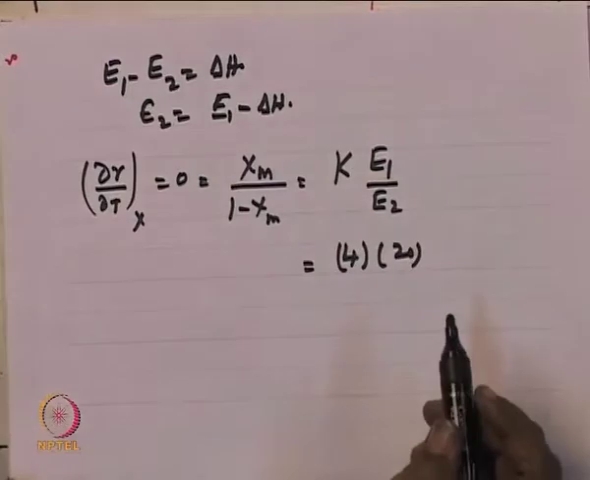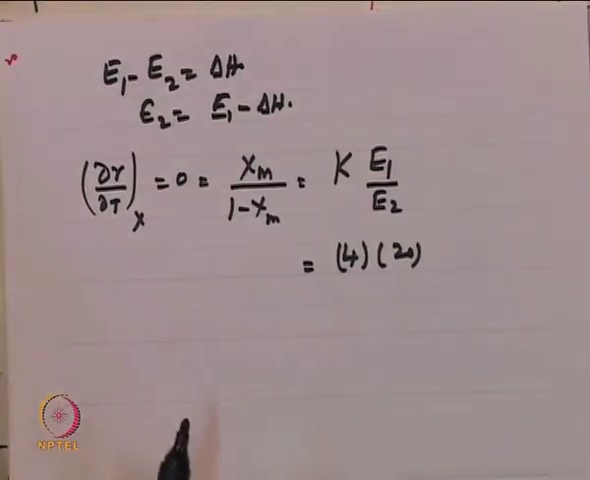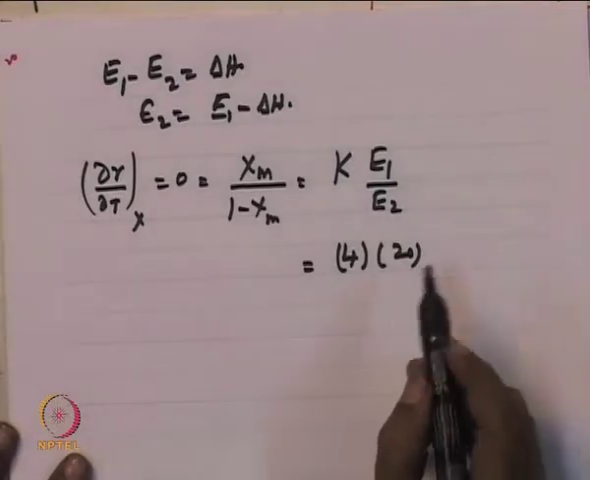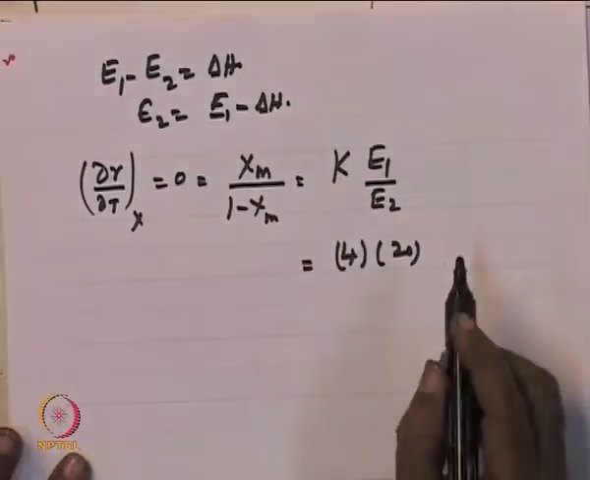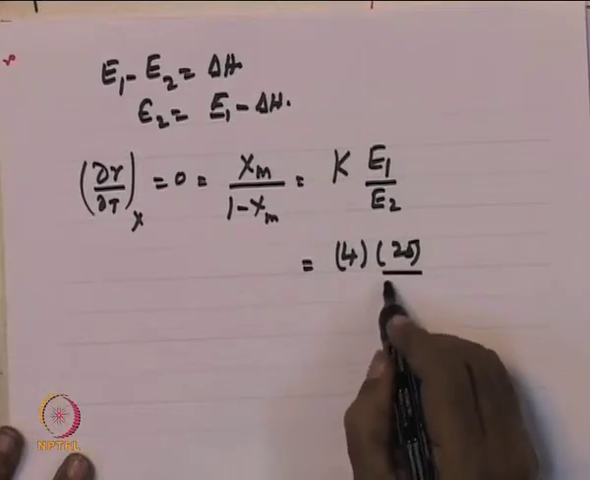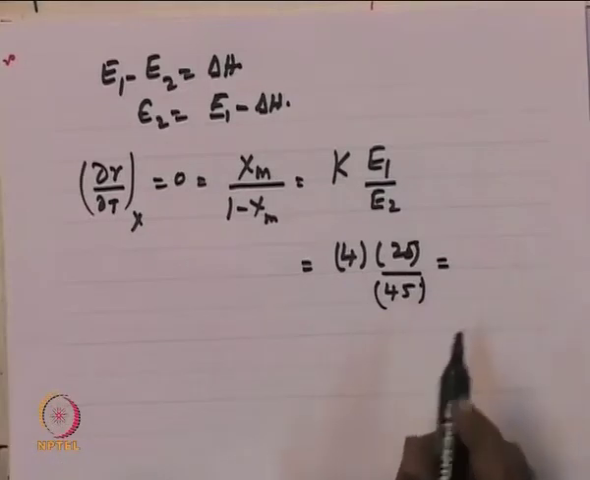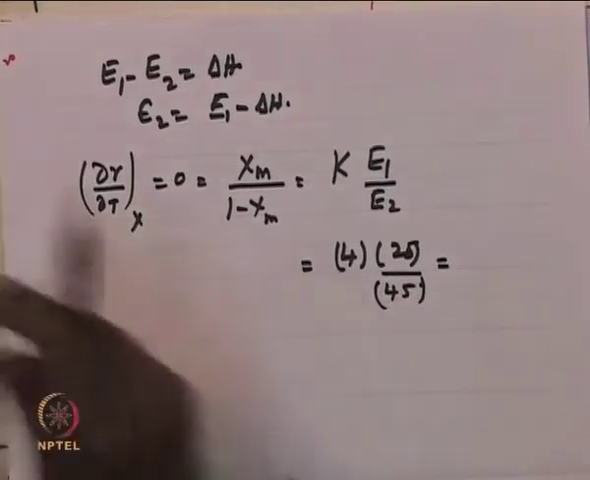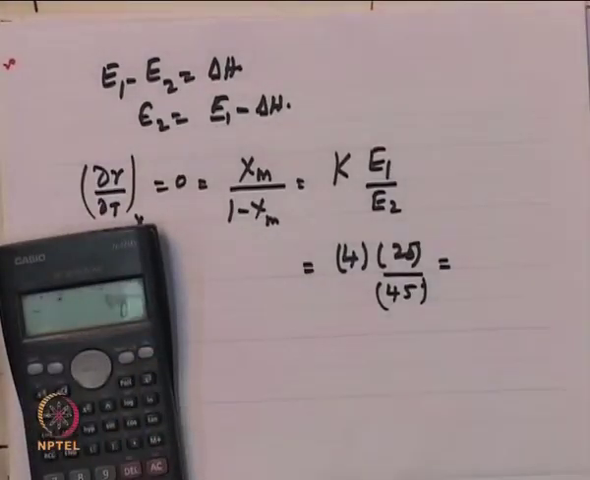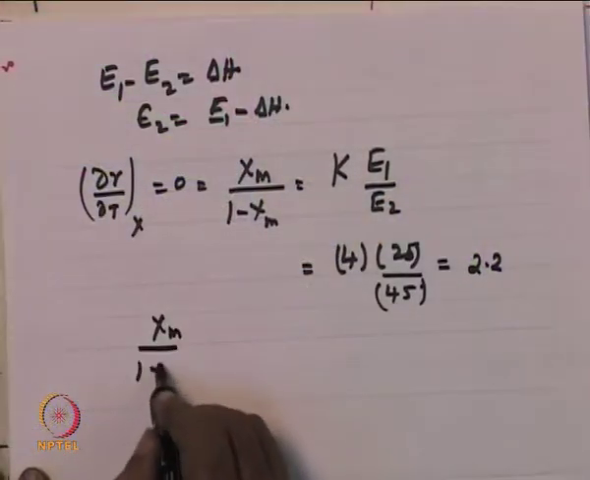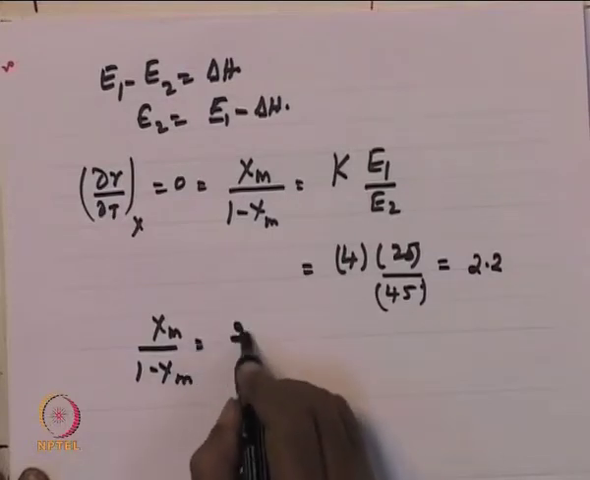So, in this case, what is the delta H here? Delta H is given as heat of reaction is 20,000, exothermic. So, delta H is 20, therefore, 25 plus 20 is 45. This is 25, this is 45. So it is 100 by 45, 100 divided by 45 equal to 2.2. So x_m divided by 1 minus x_m equal to 2.2.